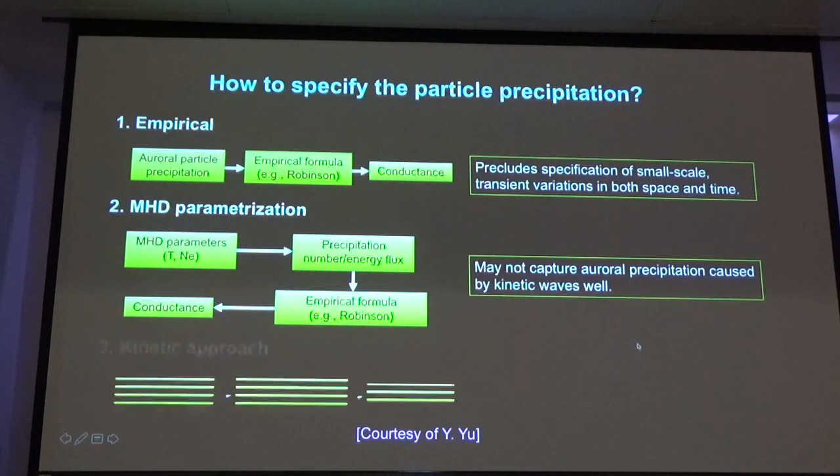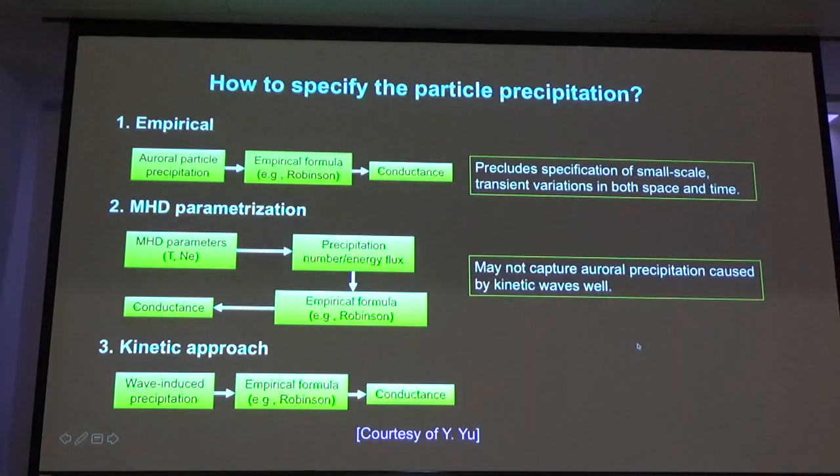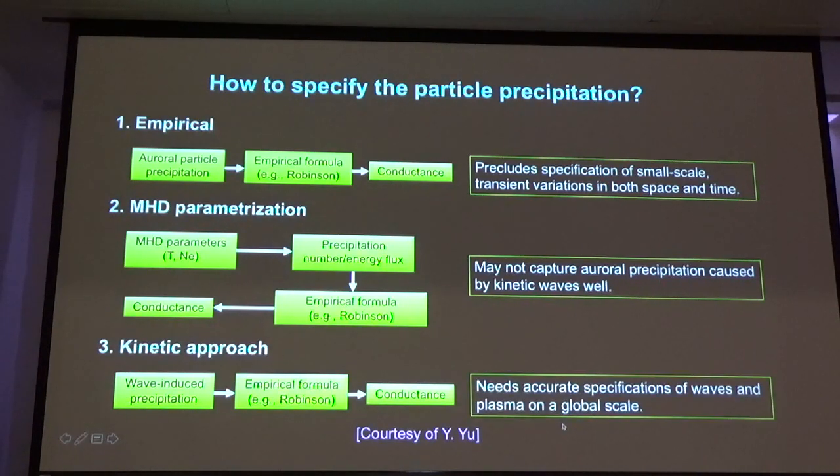And the third commonly used approach is the kinetic approach. In this method, the particle precipitation is calculated either by the lifetime empirical method or by calculating the pitch angle diffusion coefficients from the wave-driven physics, which is used as input to calculate the conductance. But this type of approach requires the accurate specification of the waves and the plasma on a global scale, which is often very challenging to obtain.